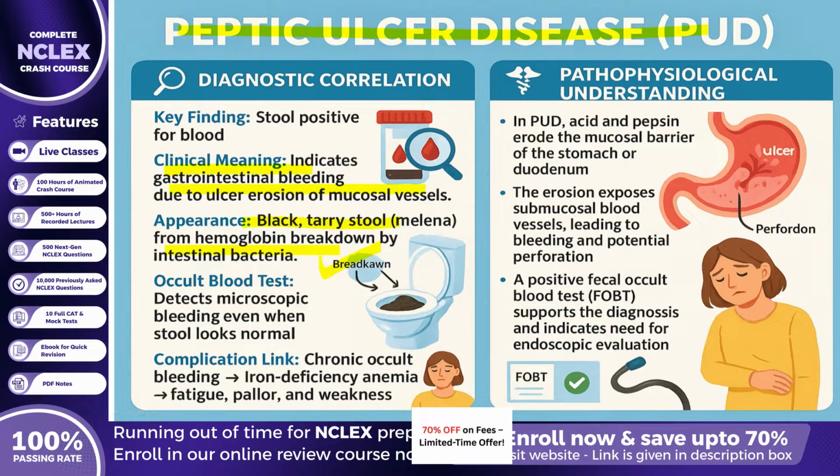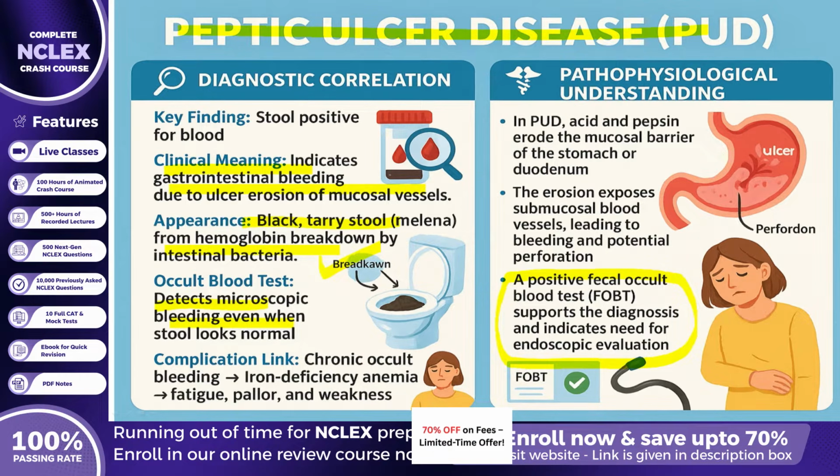Even when melena is not visibly apparent, a fecal occult blood test can detect microscopic bleeding. This positive finding, when paired with the client's clinical symptoms of epigastric pain and nausea, provides strong supporting evidence for peptic ulcer disease. Persistent occult bleeding also contributes to iron deficiency anemia, alerting the healthcare team to potential chronic blood loss. Therefore, identifying blood in the stool not only aids diagnosis but also signals the urgency for endoscopic confirmation and therapeutic intervention to prevent hemorrhage or perforation.